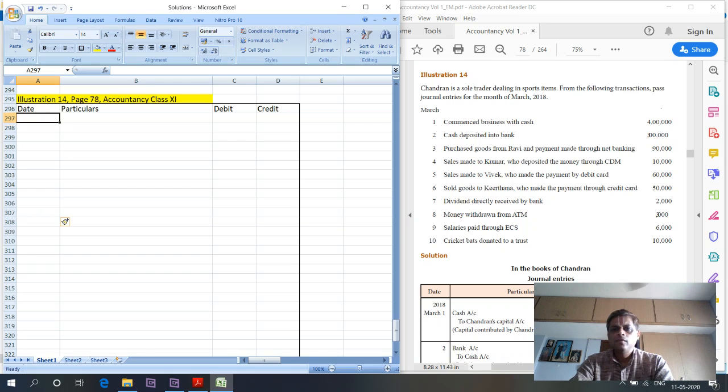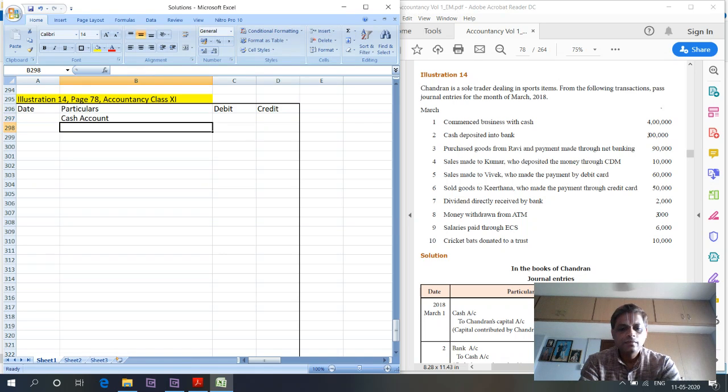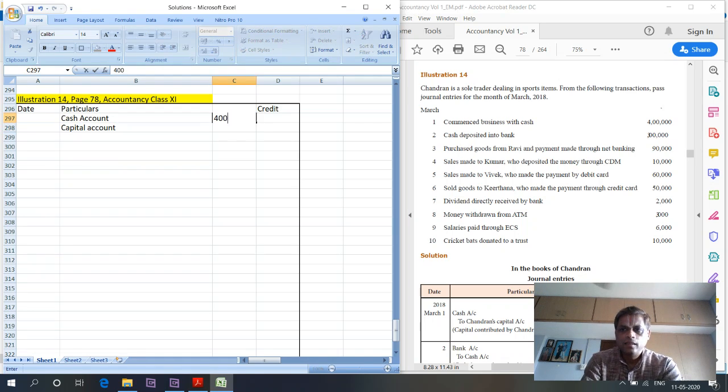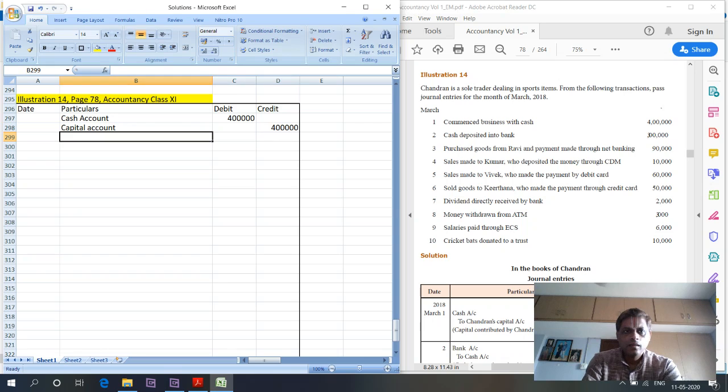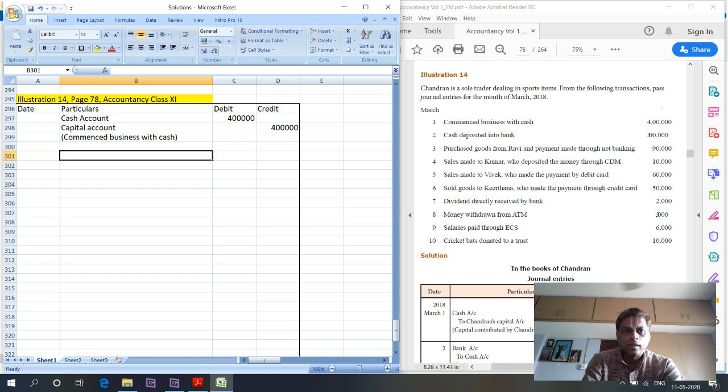Chandran is a sole trader dealing in sports items. From the following transactions, pass journal entries for the month of March 2018. March 1, commenced business with cash. As usual, we all know the journal entry for this is cash account debit and capital account credit, 4 lakhs. Putting the narration here, commenced business with cash, right? Leave one line, and then go to the next transaction.